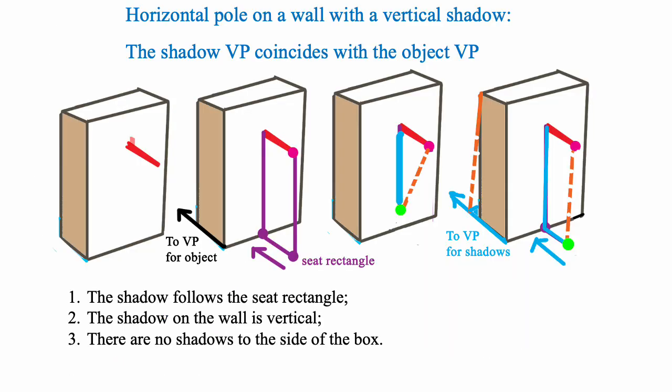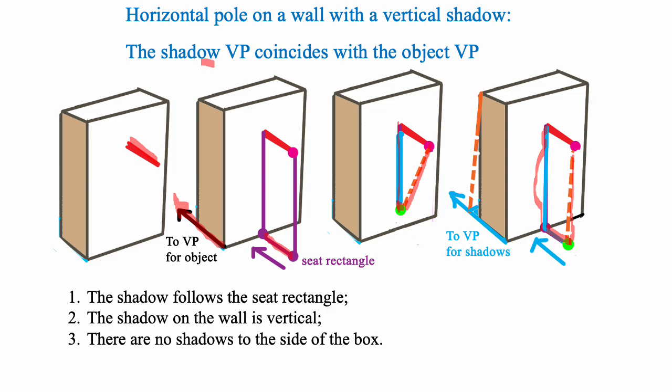Let's start with a horizontal pole on the wall and draw the seat rectangle so that it converges to the same vanishing point as the object. And then find the light direction. And in this case, the shadow is vertical. It stops at the green dot. If the light is more overhead, then it lands on the ground and it follows the seat rectangle to the wall and up to the back of the pole.